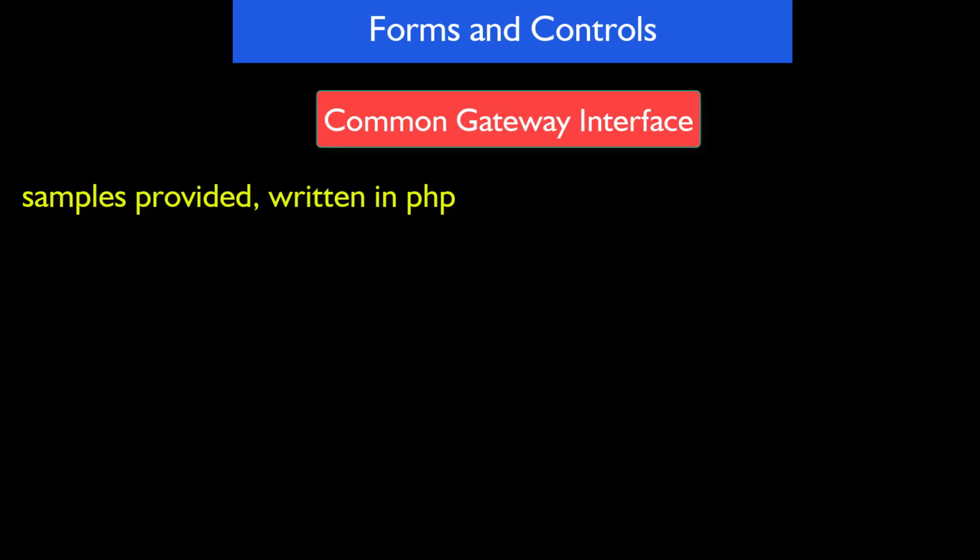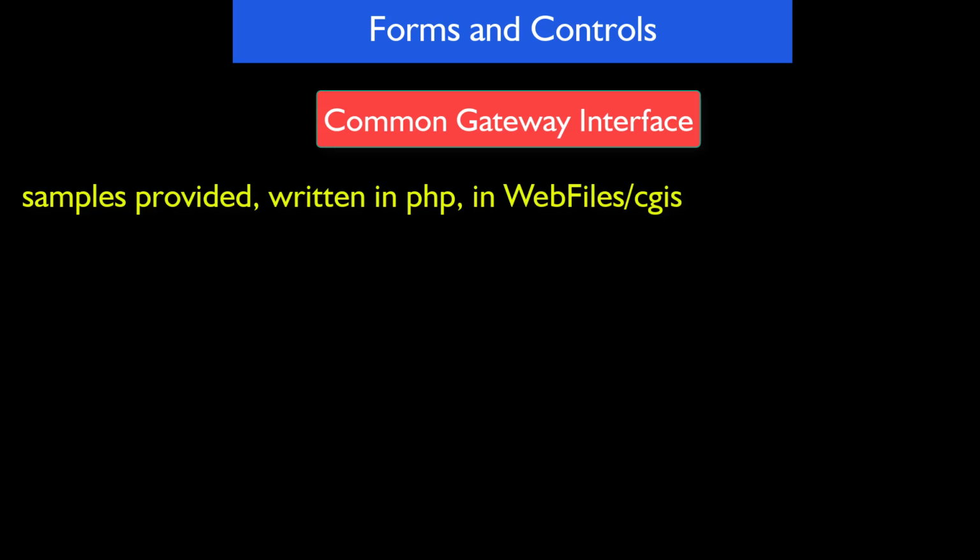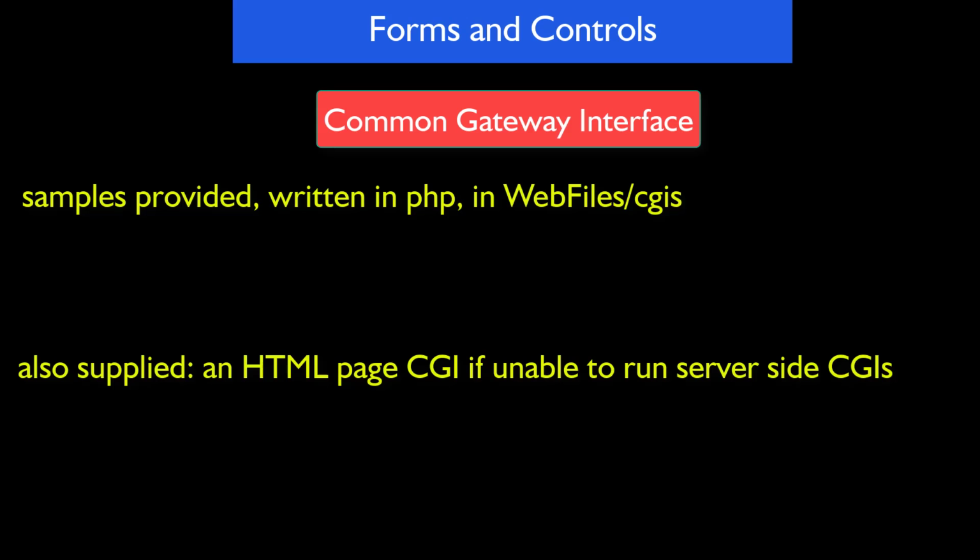However, I have provided 2 CGI programs written in a language called PHP in your web files directory, the CGIs subdirectory. These programs simply display the values in some variables. In addition, I have supplied one simple CGI, actually an HTML page, that can be used to test your lab solutions if you're not able to have server-side CGIs set up for you. Its name is pretendcgi.html. It simply displays the data passed from a form.